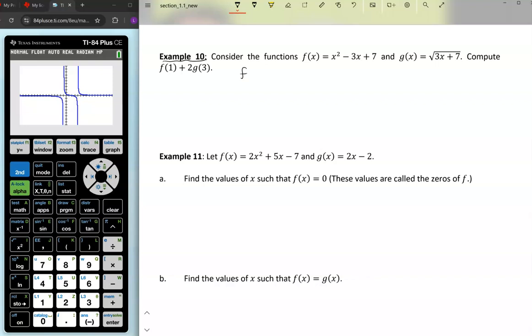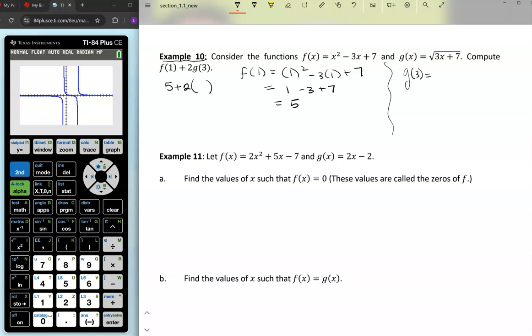So to start off with, f of 1. F of 1 is equal to 1 squared minus 3 times 1 plus 7. So it's 1 minus 3 plus 7, which is going to be 5. So right here on this expression, f of 1 is equal to 5 plus. All right, now I'm going to have 2 times g of 3. Let me go find g of 3.